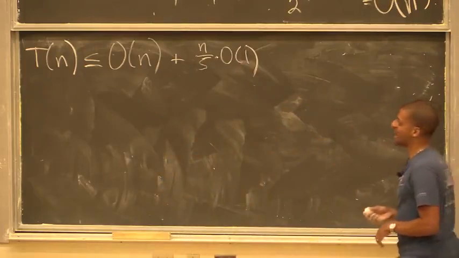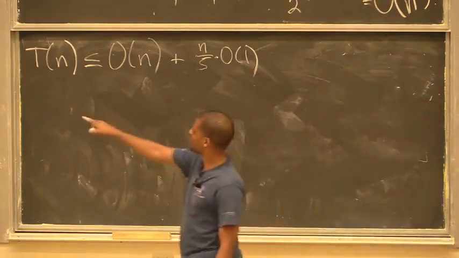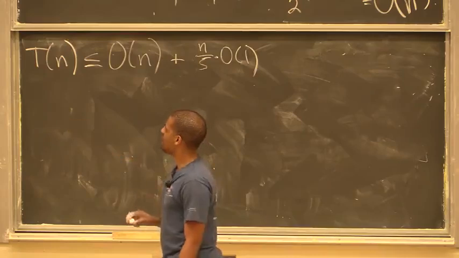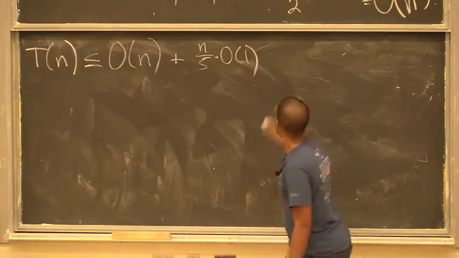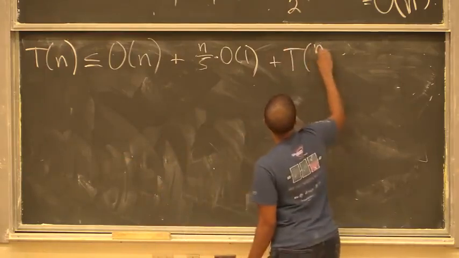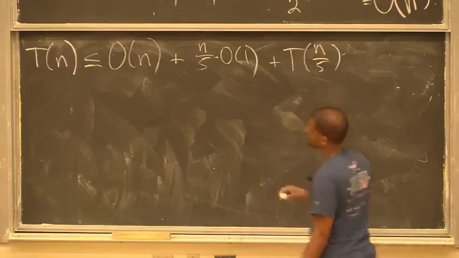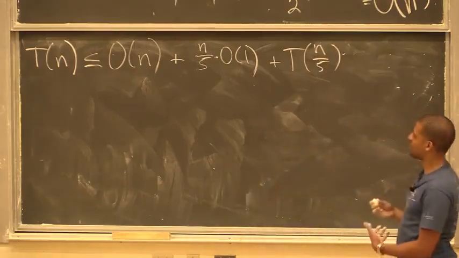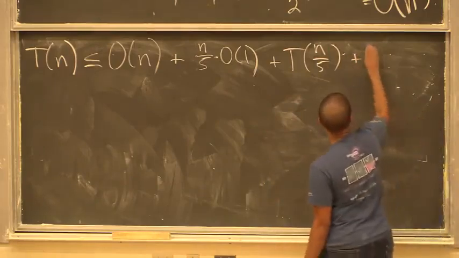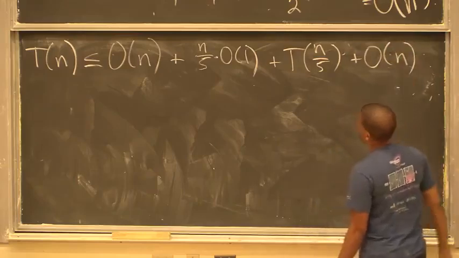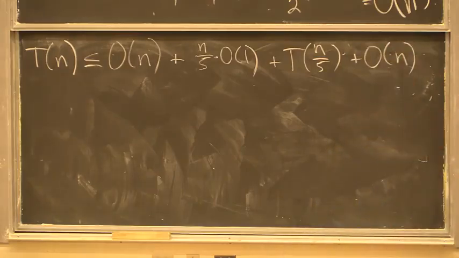And then I have to recursively call myself on this array B. B has size n over 5, so plus T of n over 5. Then I have to pivot around P. That takes linear time, plus O of n. Then I have to call myself on either L or R. What can I say about the sizes of L and R?